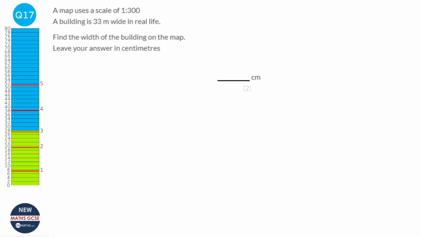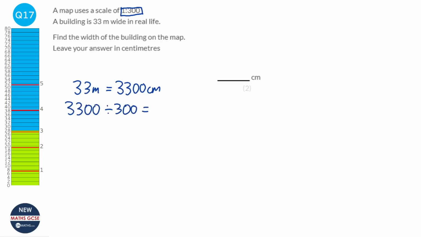I'm going to start by working out what the width of the building is in centimetres. So it says 33 metres, and I'm going to convert that into centimetres by timesing by 100. Okay, now when it says it has a scale of 1 to 300, it means 300 in real life is 1 on our map. So all I need to do is divide it by 300 to find out what it's going to be on our map. So we'll just divide that by 300 and I get the answer of 11. So it's going to be 11 centimetres on our map.